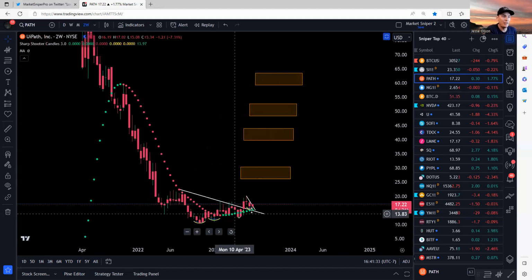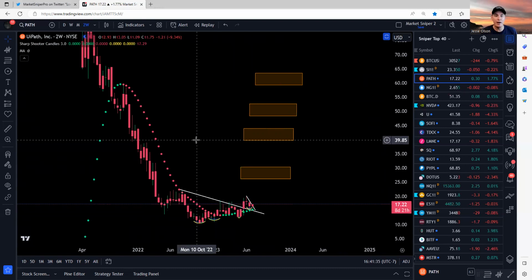Not quite yet, but there are green trending dots. So we'll continue to keep an eye on it. This one's going to be about 4 or 5 minutes.